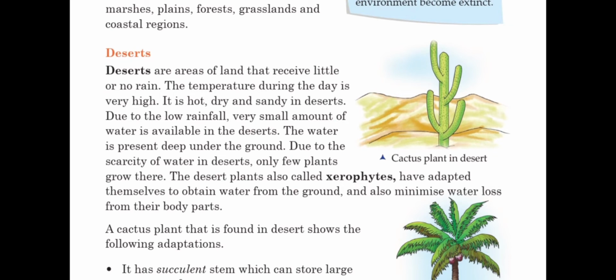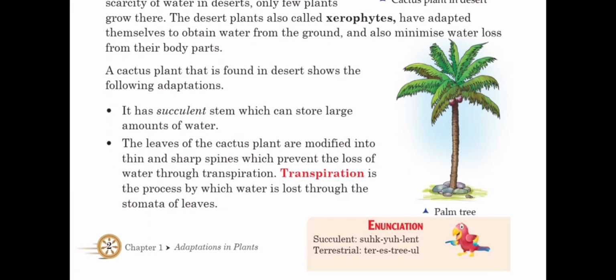Due to the scarcity of water in deserts, only a few plants grow there. The desert plants, also called xerophytes, have adapted themselves to obtain water from the ground and also minimize water loss from their body parts. A cactus plant that is found in the desert shows the following adaptations.